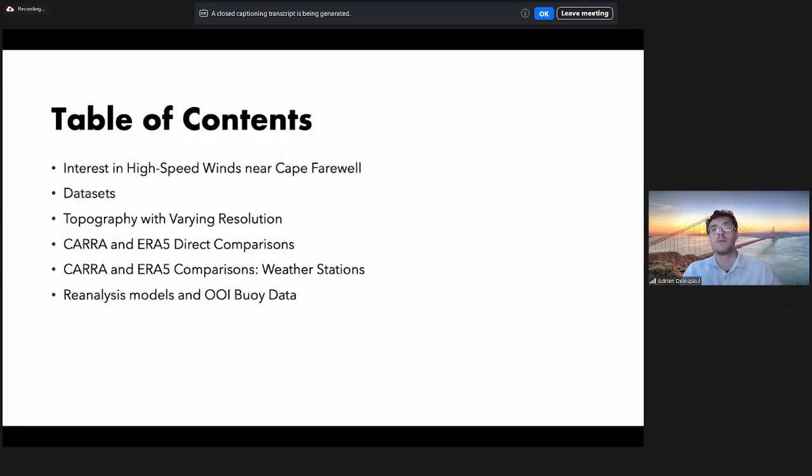So I'll be giving a brief summary as to why we care about these high-speed winds in the first place. We'll also take a look at the data sets used to accomplish the study. Then we will take a look at topography between models to better infer results later on. And then we'll obviously look at the arguments presented in this study, where the study was initialized with direct comparisons between reanalysis models first. And afterwards, we did comparisons with in situ measurements to, I guess, determine if the model was reliable in the first place.